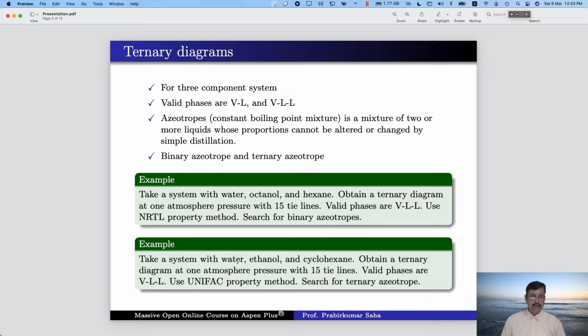So this is the first example that we have, and we have a second example of ternary diagram where we have water, ethanol and cyclohexane. Here also we are supposed to obtain the ternary diagram at 1 atmosphere with 15 tie lines. The valid phases are VLL, vapor, liquid, liquid, and we are supposed to use Unifac property method. And there is a ternary azeotrope, we have to search for it.